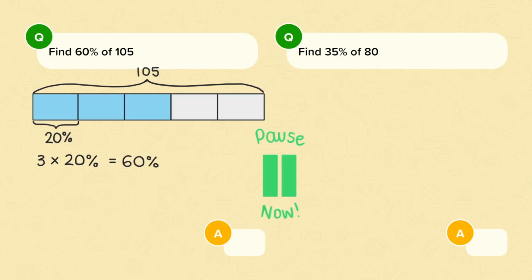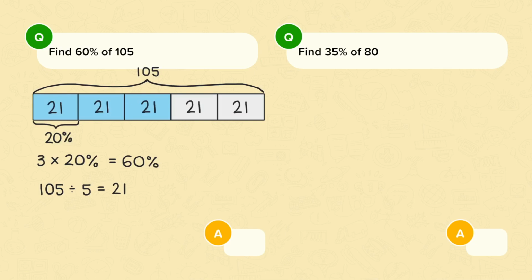Pause the video now and use the bar model to find 60% of 105. To find 20% of 105, we divide 105 by 5. 105 divided by 5 equals 21, so each section is worth 21. 60% of 105 is equal to 21 times 3, so 60% of 105 is 63. Well done if you got that correct.